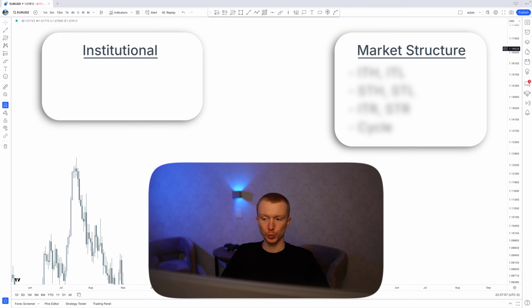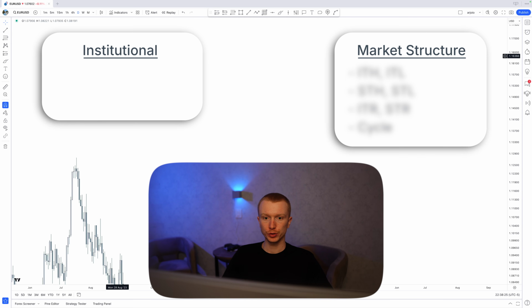For market structure, we need to go over a few things, but before we go over that, we need to go over institutional. What makes that market structure actually institutional? Well, in order for us to understand that, we need to understand how we believe institutions work in the market.